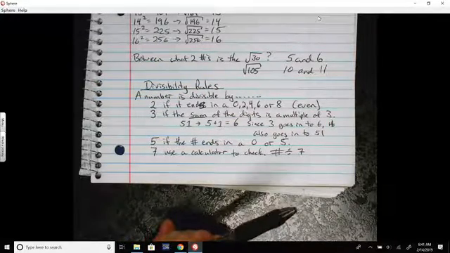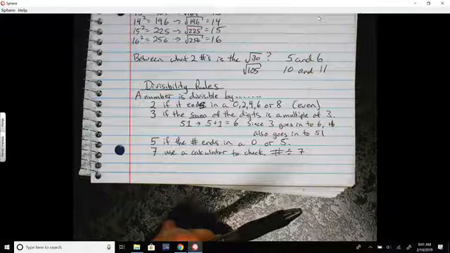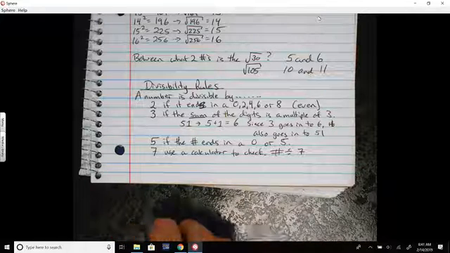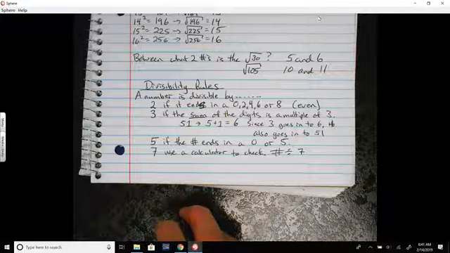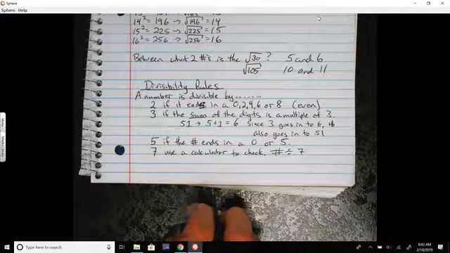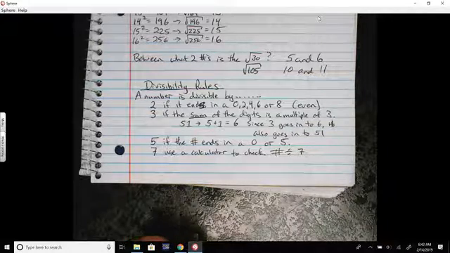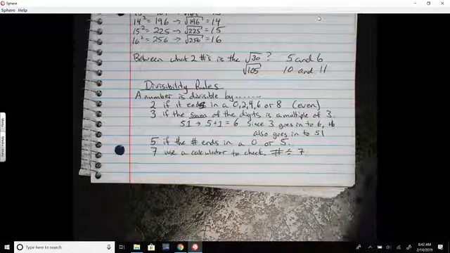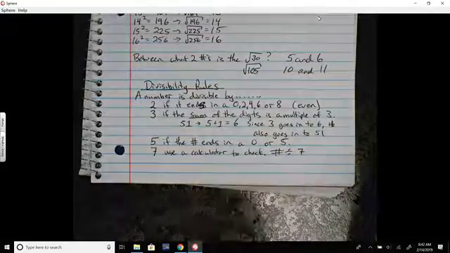4, you have to look at the 10s spot. Wait, was 10s our last one? Yeah. Okay. If the 10s digit is odd, it has to end in a 2 or a 6, like 12 and 16. If the 10s digit is even, then it can end in 0, 4, or 8. Okay.